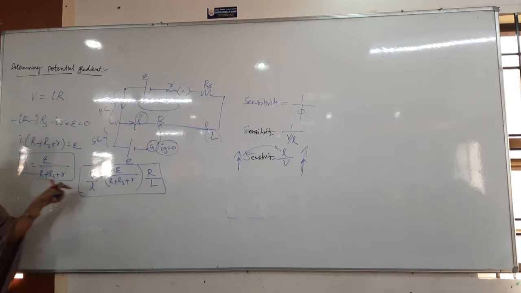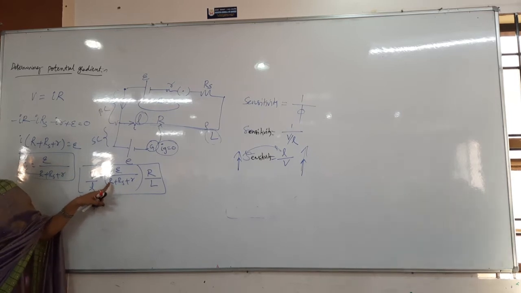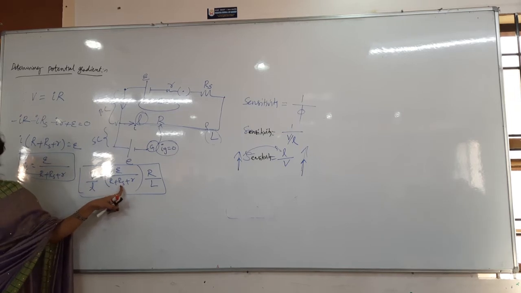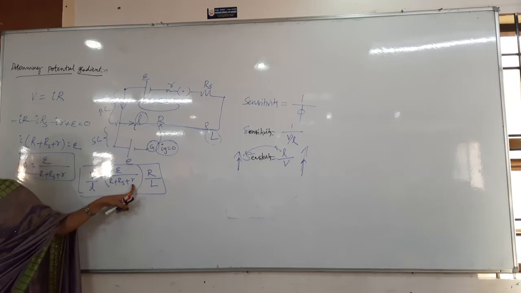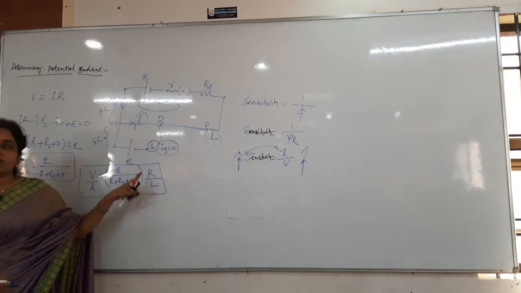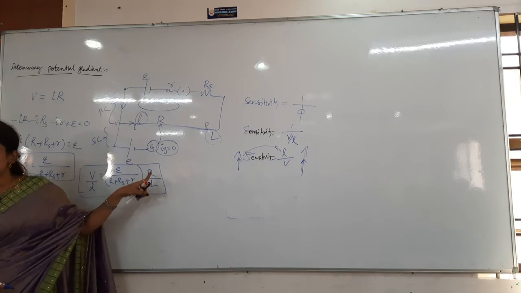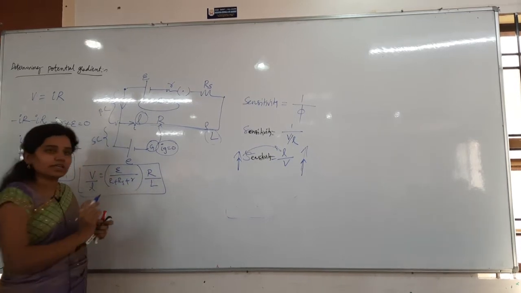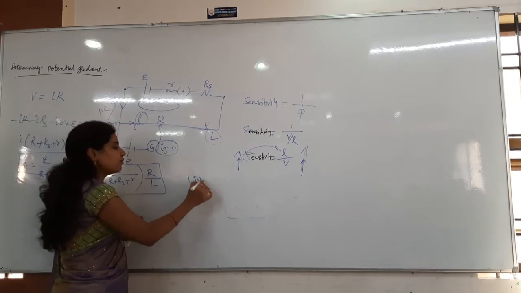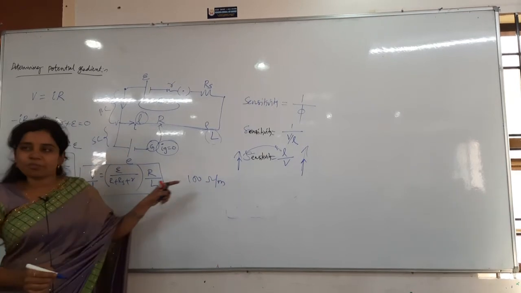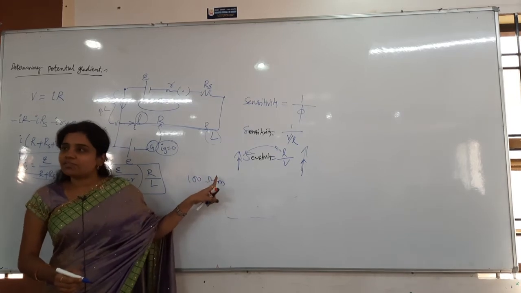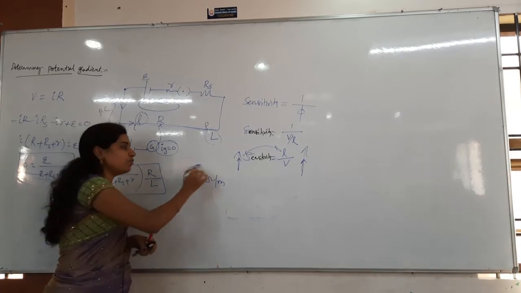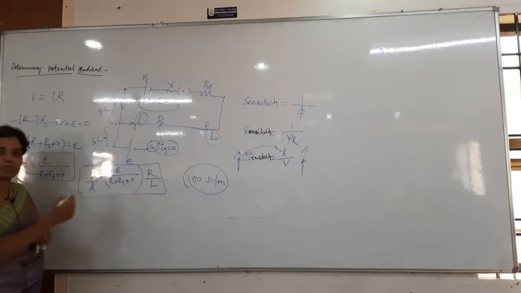Here what is R? Capital R is the resistance of the potentiometer wire. RS is the rheostat, otherwise series resistance. Small r is the internal resistance of the cell, and R by L is the resistance per length, resistance out of the total length of the wire. Sometimes they will not mention R and L directly, they will give it like 100 ohm per meter. Ohm per meter is nothing but resistance divided by length. So 100 ohm per meter is indirectly the R by L value.